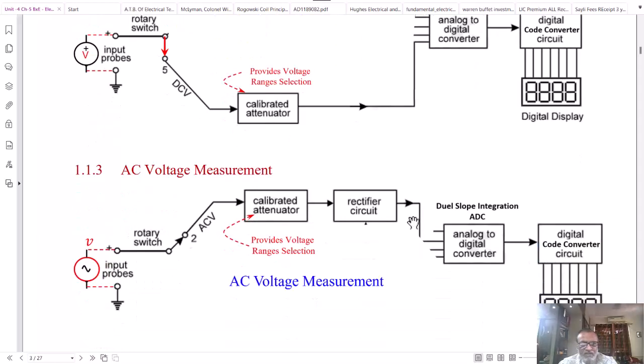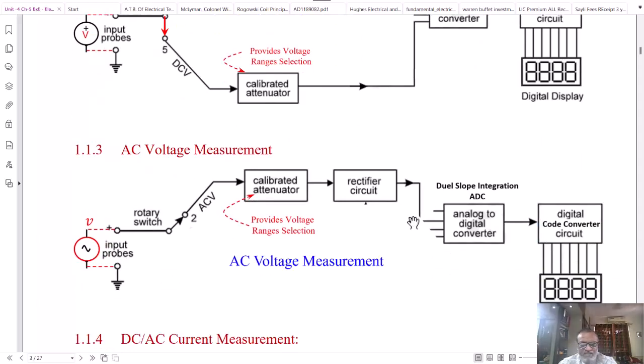Now the second parameter measurement, AC voltage measurement. In the block diagram, the input is applied to the input terminal. The rotary switch which selects the AC measurement function is connected to the AC volt position. The calibrated attenuator comes in series, which provides the calibrated output for the given value of the input.